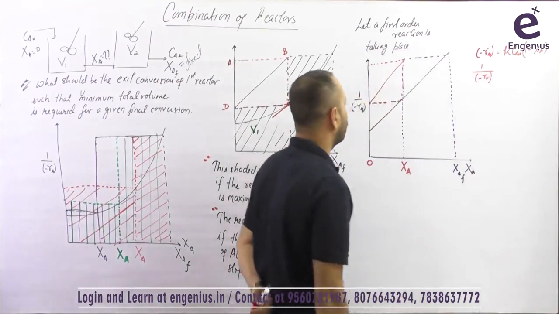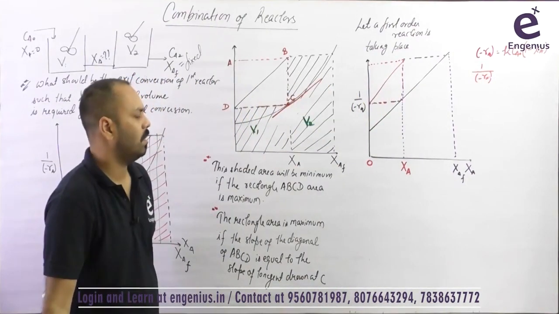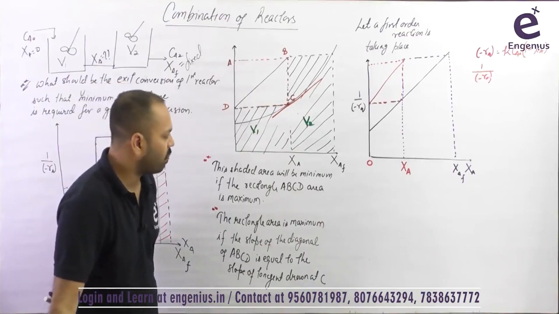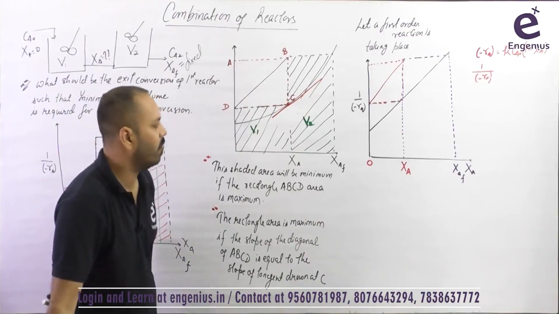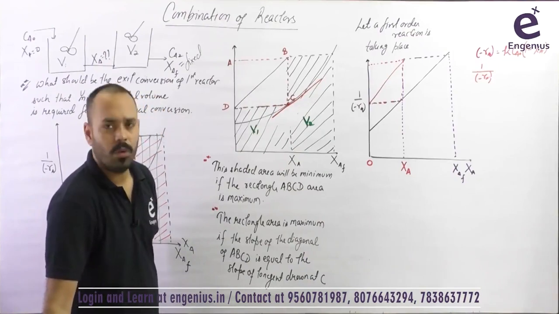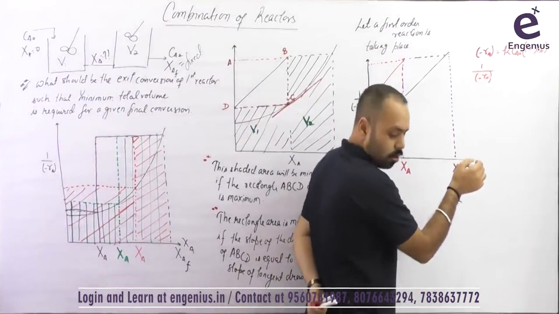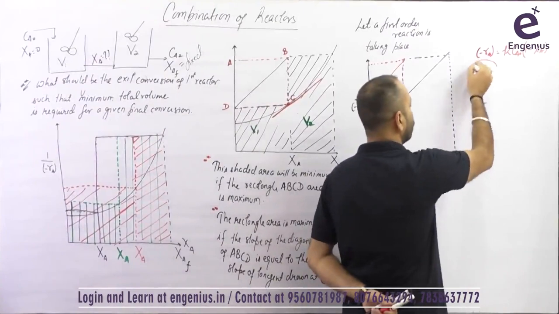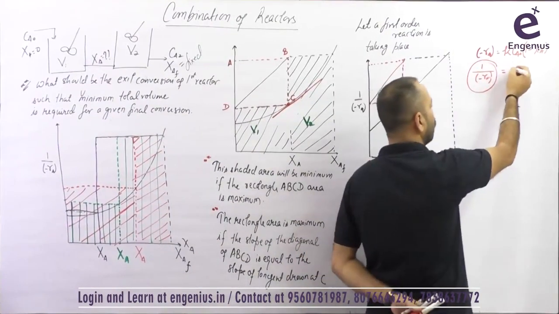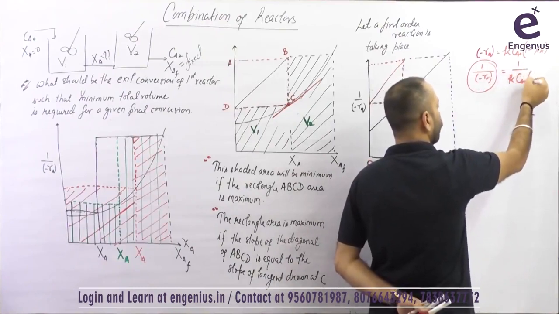So suppose if this kind of reaction is there, for a first order reaction, what should be the exit conversion of the first reactor that we have to find? So suppose XA is there and some kind of relation is given, 1 by rate versus XA. What do you think? What is the nature of this plot? 1 by rate is your y-axis. And rate is k CA0, right? So 1 by k CA0 times 1 minus XA.